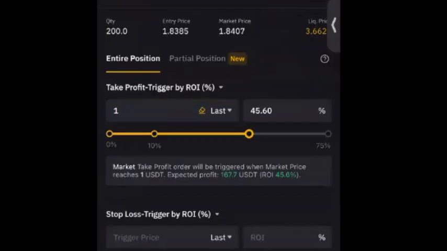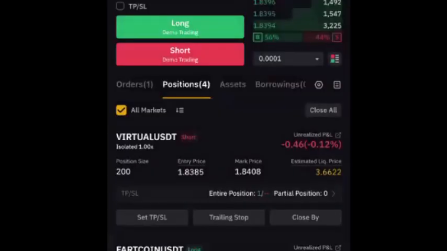if I take profit at this level. Let me just set take profit so you see how it works. Okay, you can see on the chart there, the estimated exit position is 1.